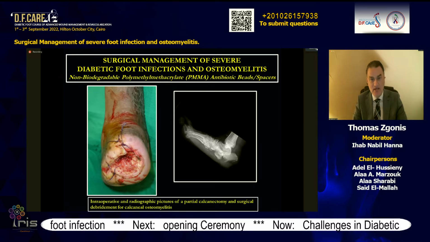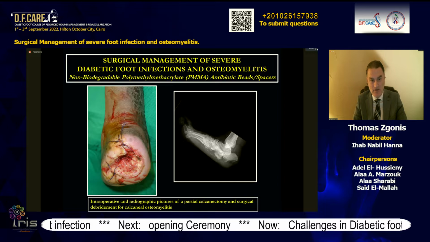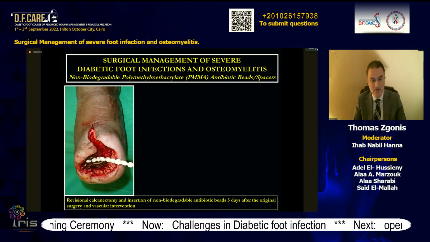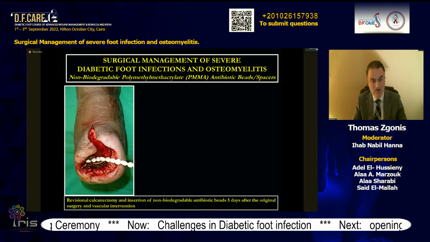So here are some more cases to show you the application of cemented, non-biodegradable antibiotic beads or spacers. Here's a patient with calcaneal osteomyelitis, posterior aspect, and severe peripheral vascular disease, who was offered below-knee amputation multiple times. We brought the patient back for a very minimal partial calcanectomy due to peripheral vascular disease. Here you can see the insertion of the Achilles tendon is still intact.